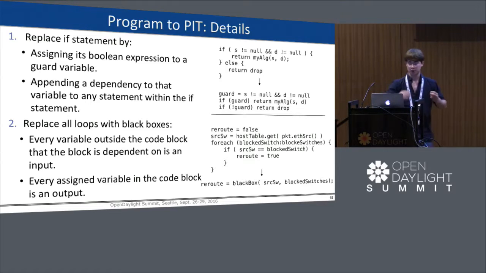The way we take the trace of this loop is that every variable outside the code block that the block is dependent on is an input to this code block, and every assigned variable inside the code block is an output. In the example we see on the second half of the screen, we have a loop which is dependent on source switch and a set of block switches, and puts out reroute, a variable, as either true or false. This loop would be turned into a trace, an instruction, a black box, which takes in source switch and block switches, the two variables outside the loop it is dependent on, as inputs, and produces reroute, the only variable that the loop modifies, as an output.